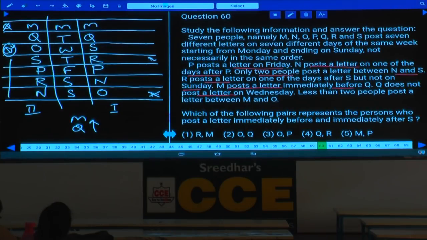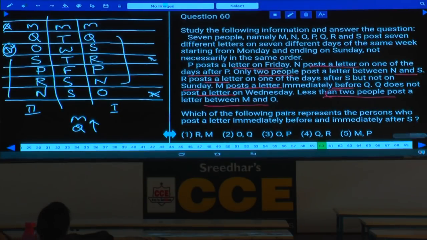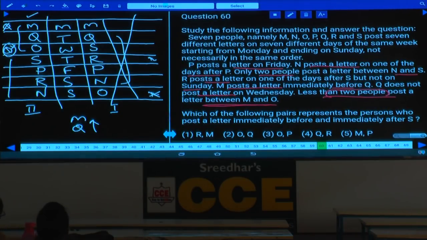Then, less than two people post a letter between M and O. Less than two people means, in the first case, how many persons are posting a letter between M and O? There are 5 persons. But as the condition clearly says, we should have less than two people, meaning either one person or no person between these two. Here in the second case, how many persons are there between M and O? There is only one person. Hence, the first case is ruled out. Now we are left with only the second case. Till the last statement, both the cases are valid. With the help of this statement only, one of the cases became invalid. Now we are left with only one case.